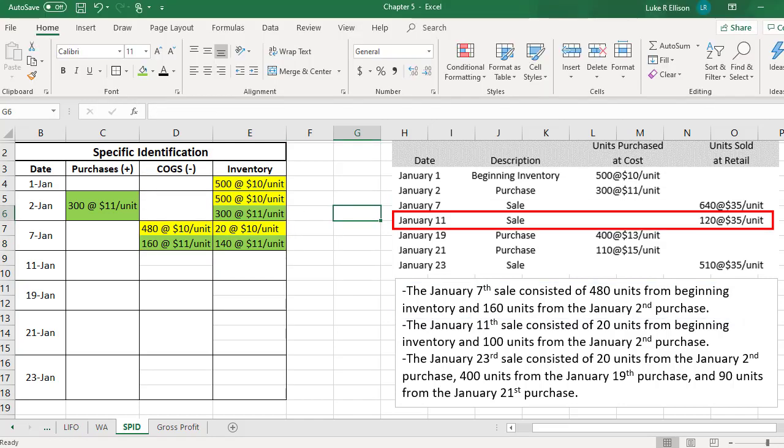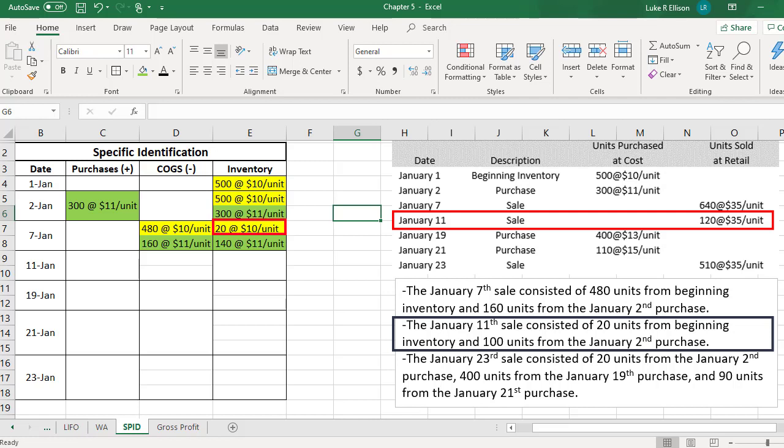On January 11th, we sold 120 more units. Since we made a sale, we will be using the cost of goods sold column. The additional information says that the January 11th sale consisted of 20 units from beginning inventory and 100 units from the January 2nd purchase. So we can use the units from the relevant dates in our cost of goods sold column. So that's 20 units from beginning inventory.